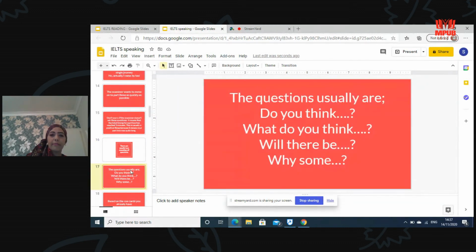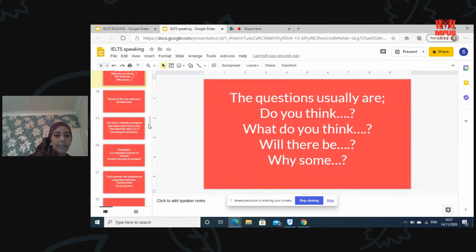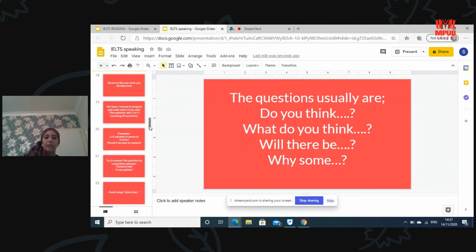Remember, the questions usually begin with any of these types of phrases: do you think, what do you think, will there be, why some. And obviously the questions will be based on the topic that the cue card is set on. So you'll have your cue card and then you'll complete that task, and then the rounding off questions will just be based on that.